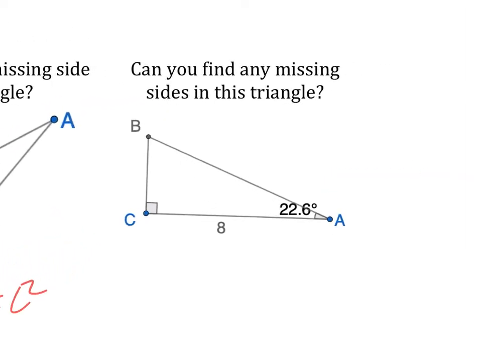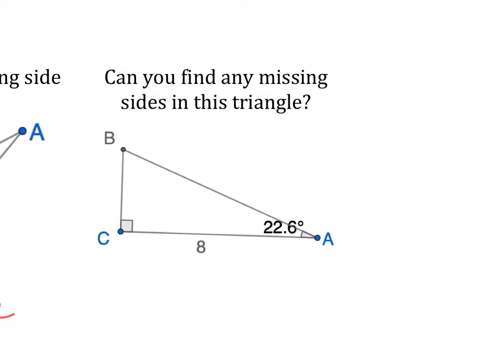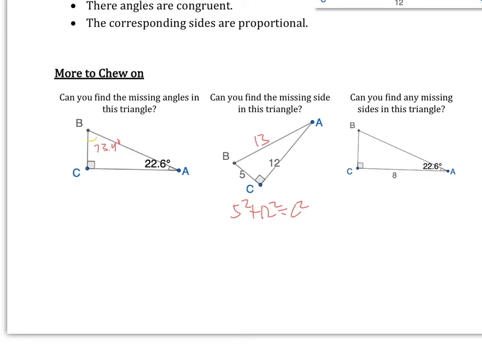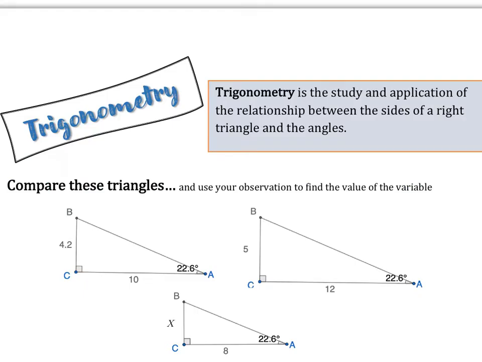But how about this situation? What if we've got a kind of a mixture? I've got a couple angles in this case. One of them's special. It's 90. And I want to find some missing sides. Of course, I could find that angle. We already did that a few minutes ago. But can we find those missing sides? Well, here we need another tool. And the tool we need is called trigonometry. So trigonometry relates angles and sides, as we'll see. Trigonometry is the study and application of the relationship between the sides of a right triangle and the angles.